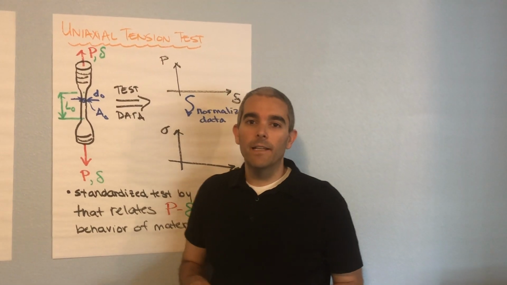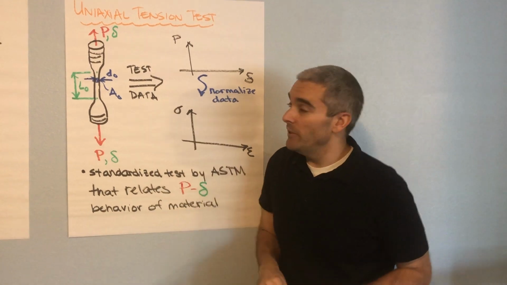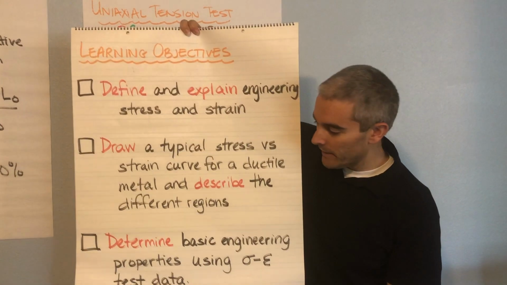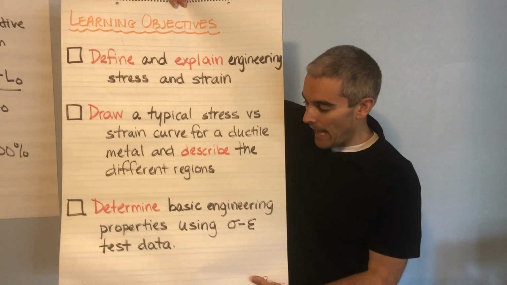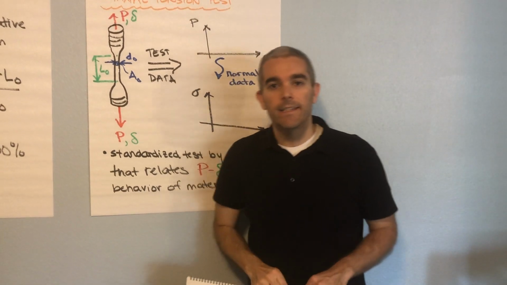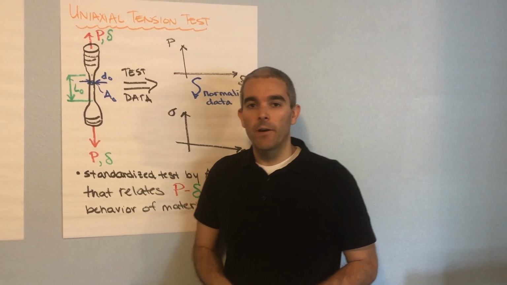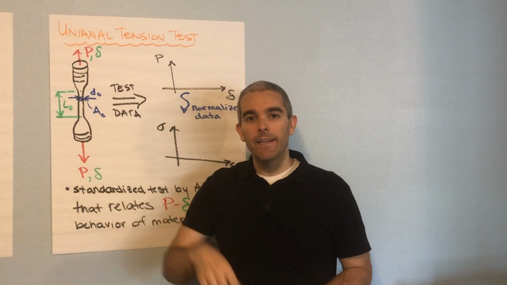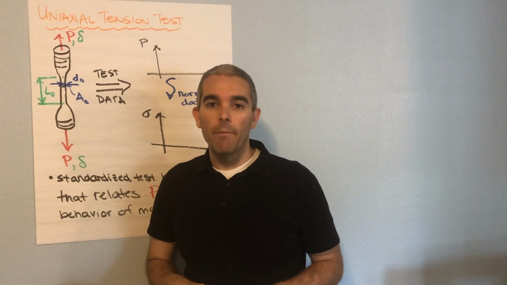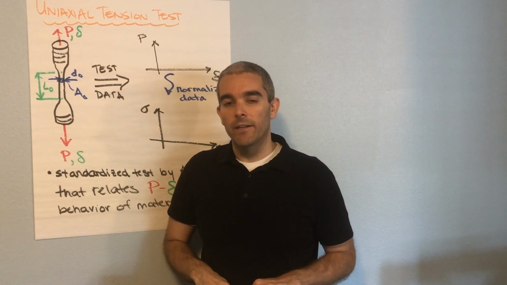All right, now we want to talk a little bit more about the stress-strain data that we obtained from our uniaxial tension test, right? And so we want to accomplish our final learning objective to determine some basic engineering properties using the stress-strain test data that we have performed and obtained from our experiment. All right, so we're going to dive here into our notes and get down a few more of these properties that might be of interest to us from our stress-strain curve.